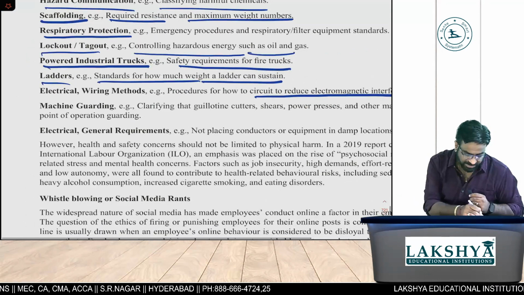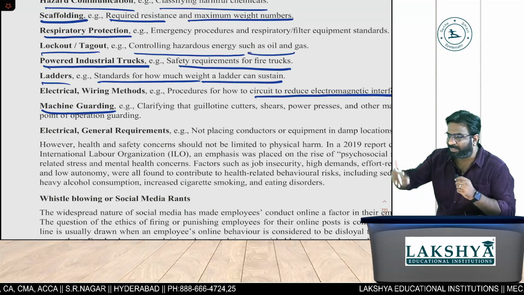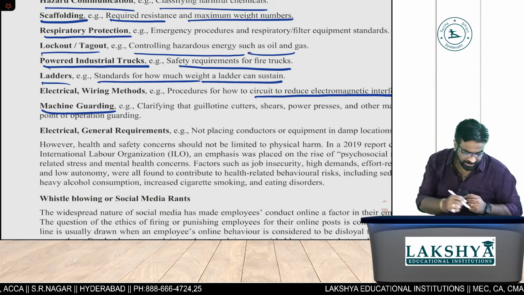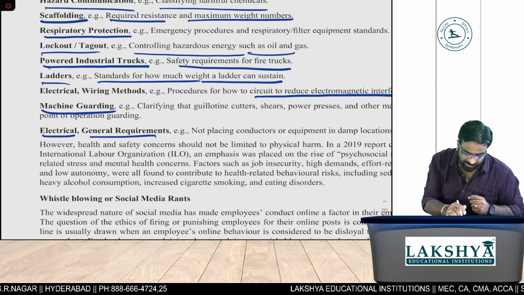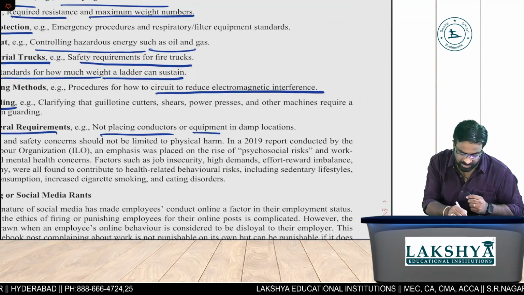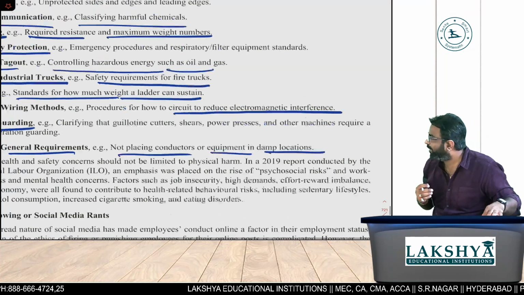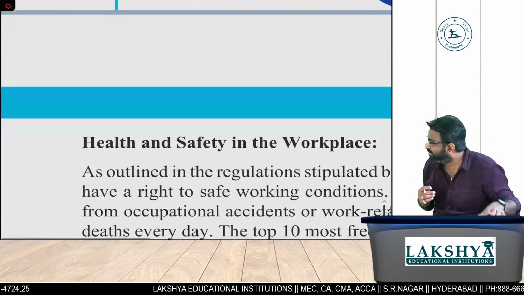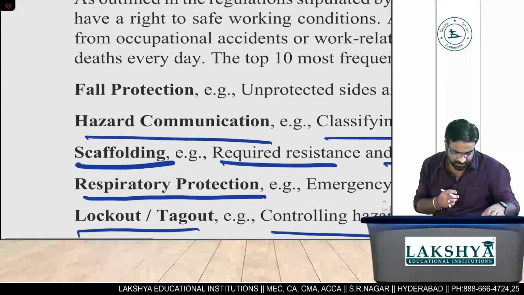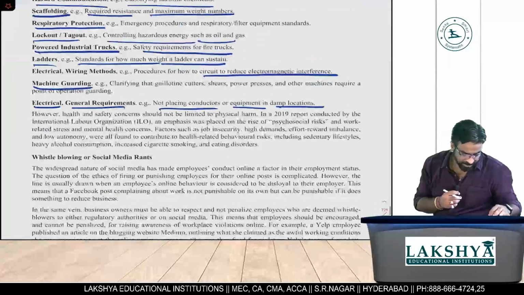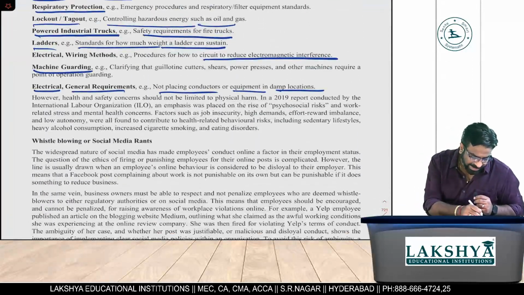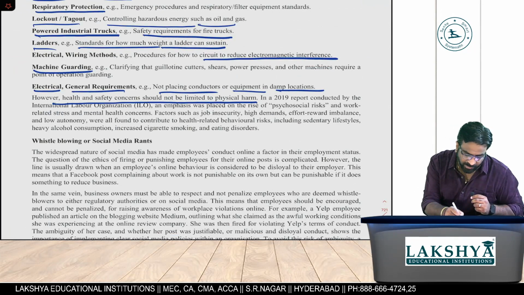electromagnetic interference. Machine guarding, just now I told you, fencing around the machine. And next one, electrical general requirements, means not placing the conductors or equipment in a damp location. Otherwise, it may catch what? Fire. These all come under which measures? Health and safety measures at what? Workplace. Right or not?